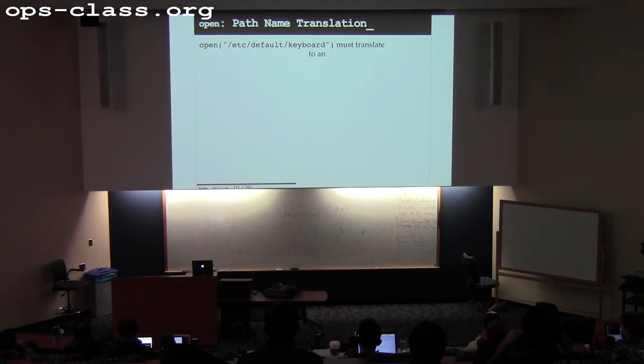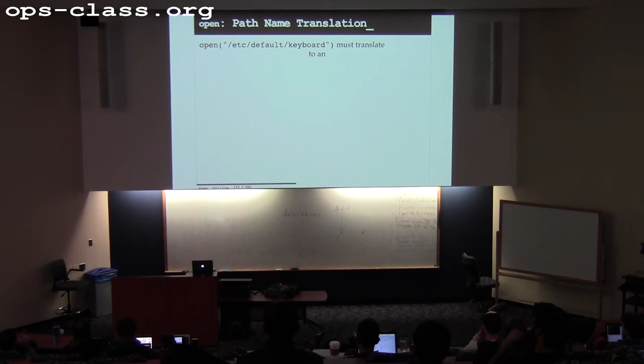You need to translate, in this case, /etc/default/keyboard into what? To an inode number. I need to find the inode. Right, so I need an inode number from this thing. How do I do that?